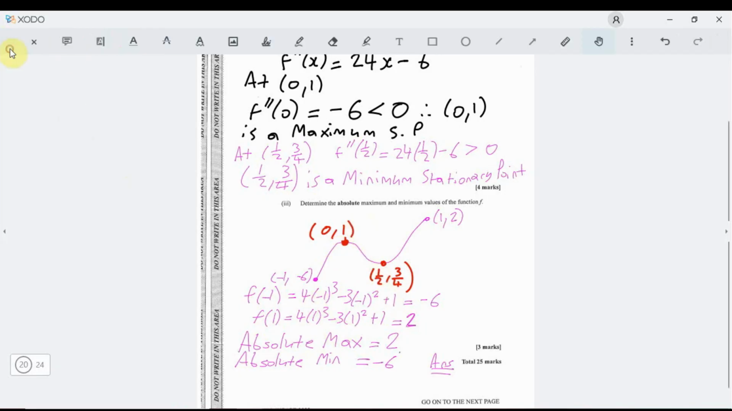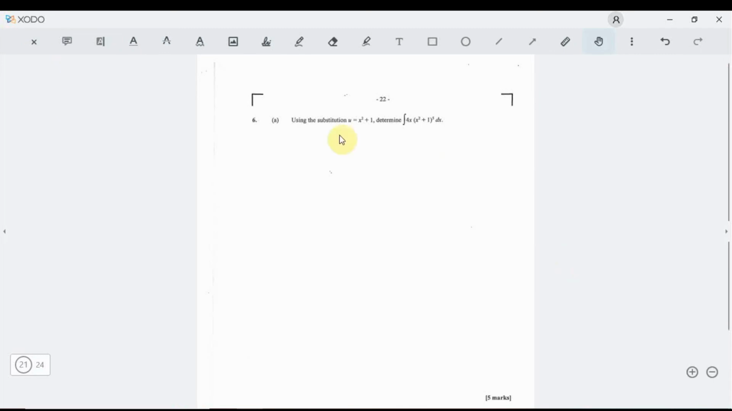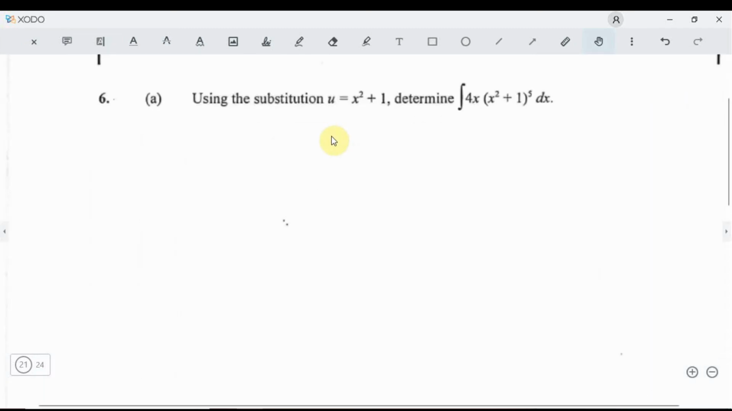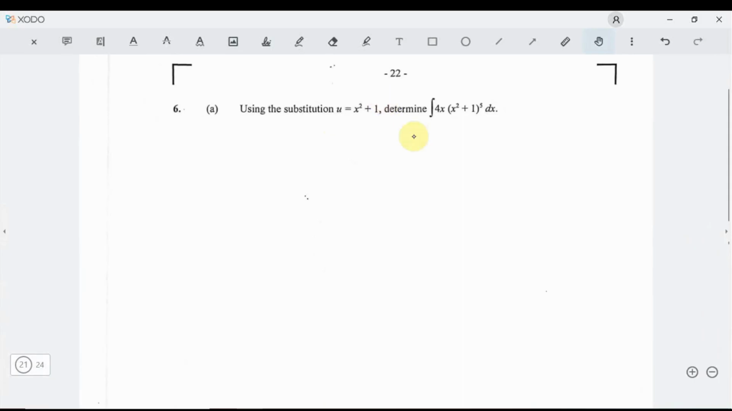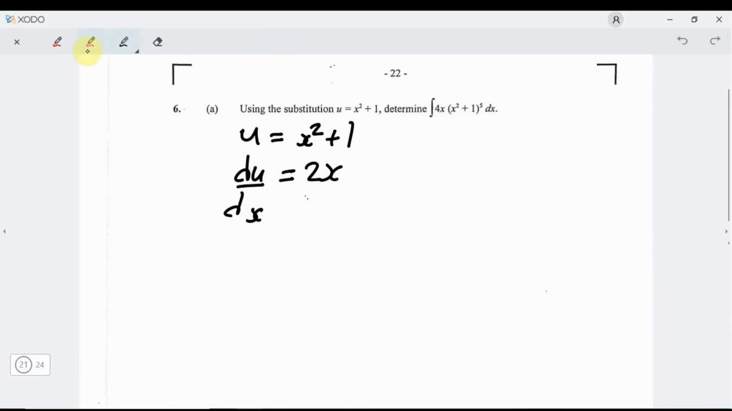Okay, all right. So question number 6. Using u substitution, do this integration. So if u is equal to x squared plus 1, then du/dx is equal to 2x. But I notice they have a 4x right here, a 4x dx. So what I can do is multiply across by dx to get du is 2x dx.